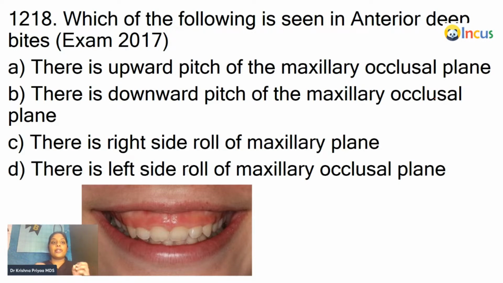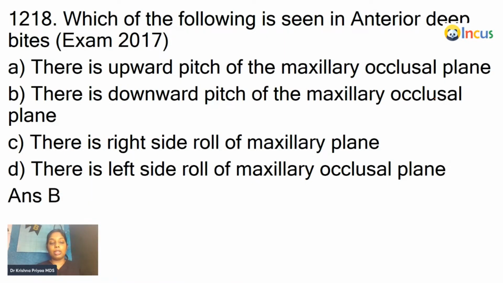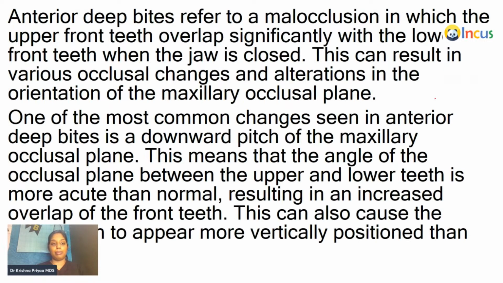or combination. So here in an anterior deep bite case, the given options are upward pitch of maxillary occlusal plane, downward pitch of maxillary occlusal plane, right side roll, left side roll. The roll here corresponds to the vertical or anterior posterior scenario, but we are talking about the pitch here. So deep bite is a vertical condition. So the pitching of upper jaw in a downward manner will actually lead to the anterior deep bite. So the answer would be downward pitch of the maxillary occlusal plane.